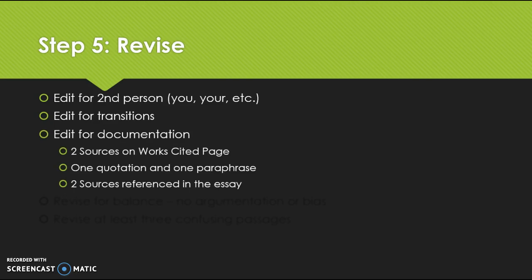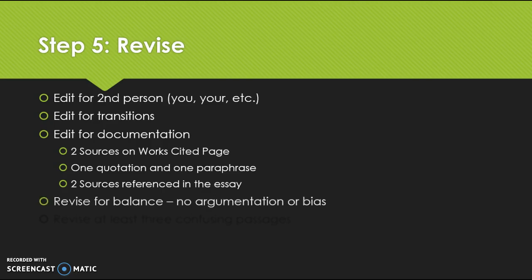Edit for documentation, making sure that your two sources are on your works cited page. If you use more than two, you will have more than two entries. Making sure that you have at least one quote and one paraphrase in your essay. More is recommended, but you want to make sure you're meeting the minimum requirement and that your two sources are both referenced in the essay. So they need to be on the works cited page and they also need to be referenced in the essay. And this is a requirement.